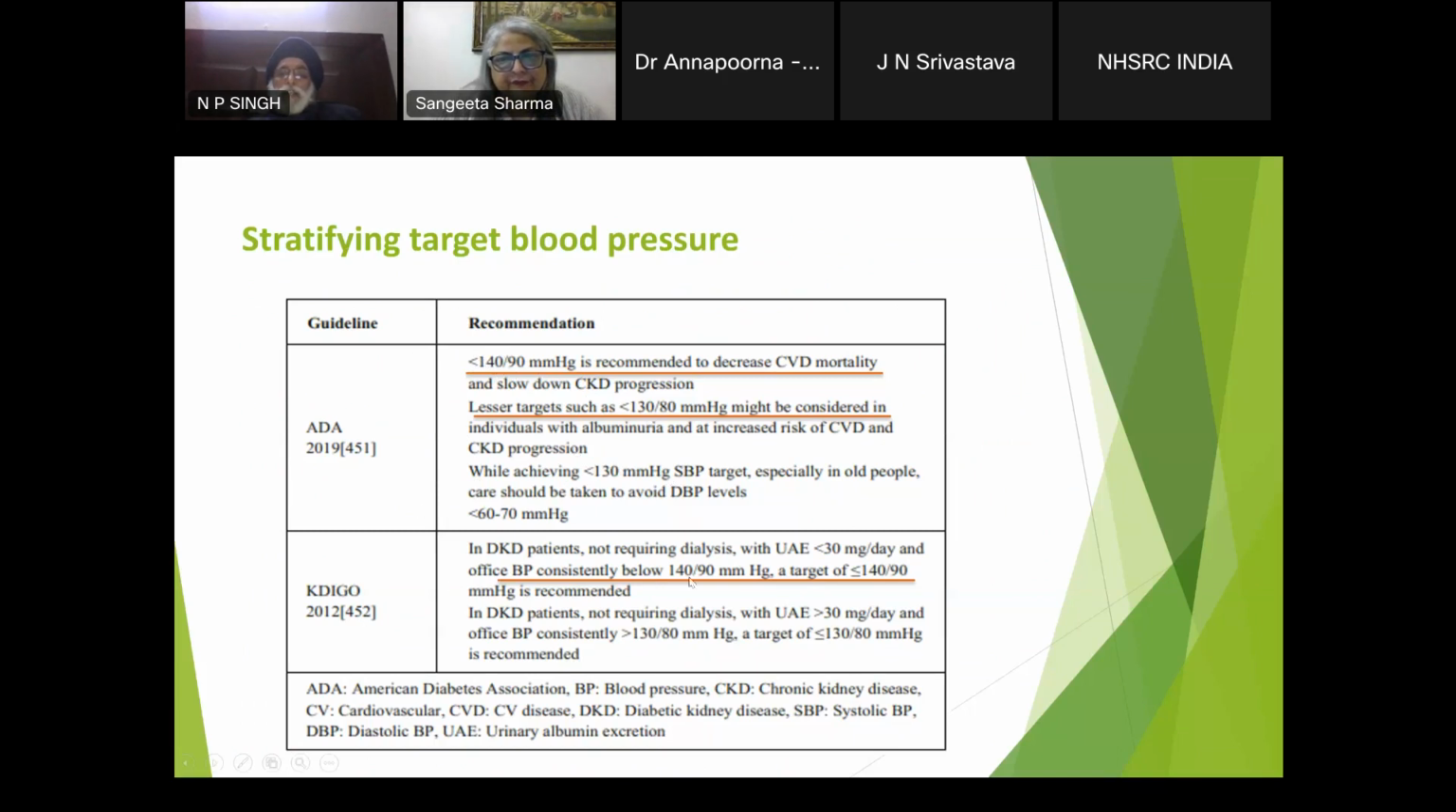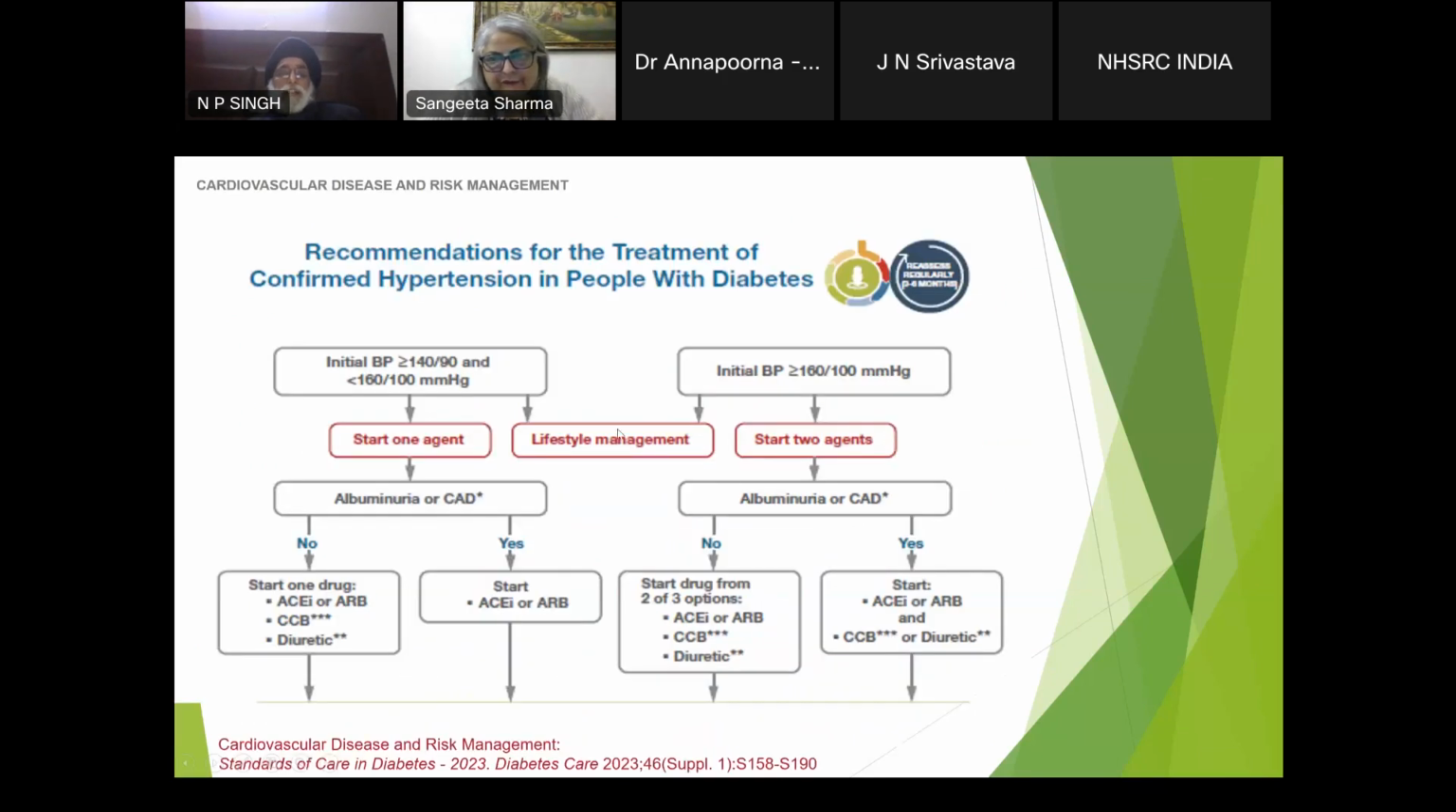And these are guidelines which talk about trying to reduce the blood pressure through this chart. That is, if the blood pressure is more than 140/90 and less than 160, start one agent. And this could be ACE inhibitors, ARB, or one of these drugs which can be started. But if the blood pressure is high, then start two agents, two out of the three. That is ACE inhibitors with calcium channel blockers or ACE inhibitors and diuretics. Or if the patient has albuminuria or CAD, then start ACE inhibitors and/or calcium channel blockers or diuretics.